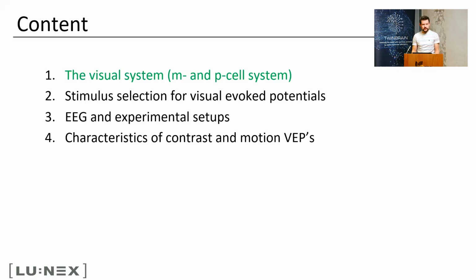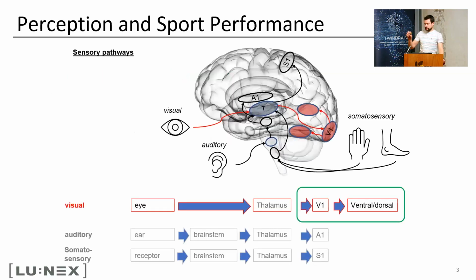Okay. So some EEG and experimental setups, and in the end, if we have time, I will show you some characteristics of the contrast and the motion VEPs, and so the 2 types of VEPs that we are typically investigating. So where we are in the brain is basically in the visual system.